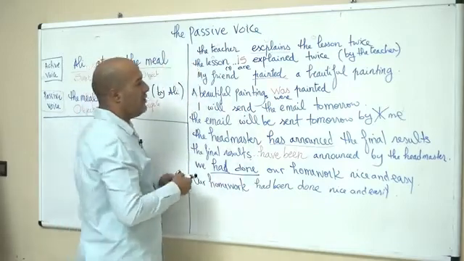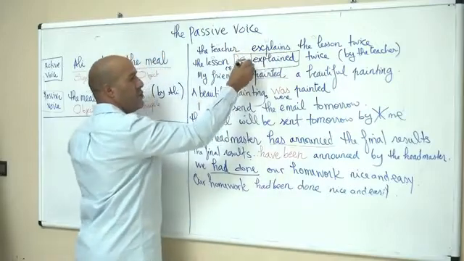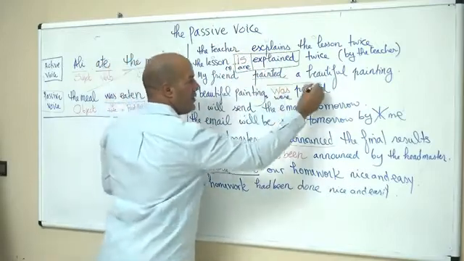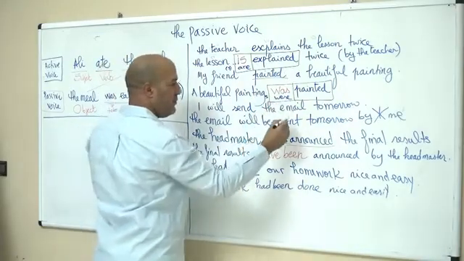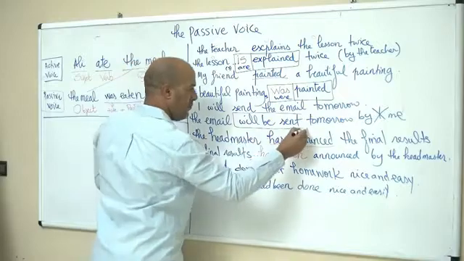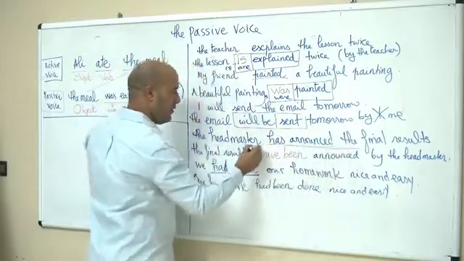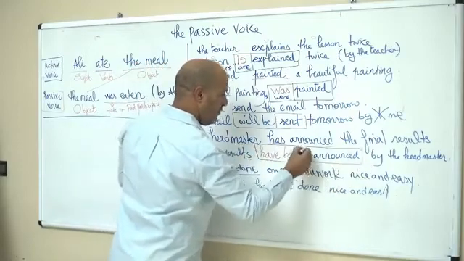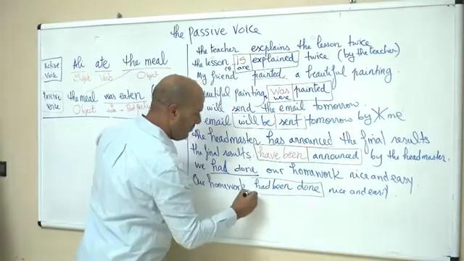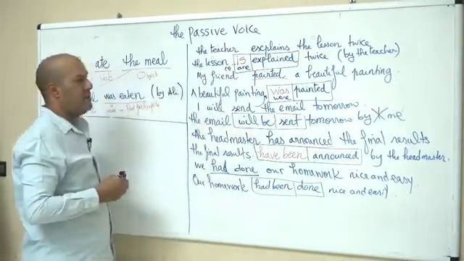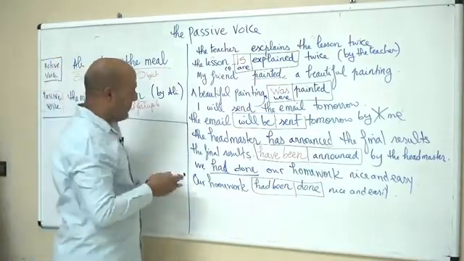So if you had a look at these forms, the first form contains the verb to be plus the past participle. The second form contains the same thing, the verb to be in the past plus the past participle. The third form is the same, and the others are the same: the verb to be plus the past participle. So this is for the five examples.